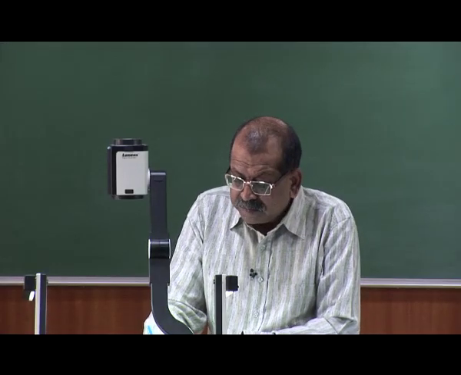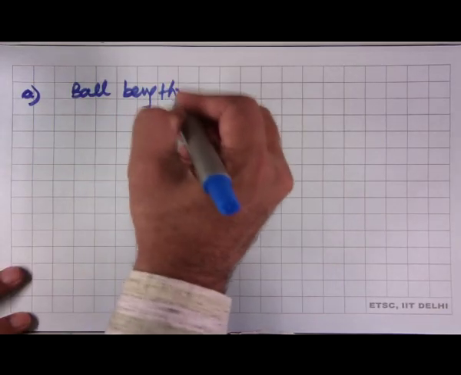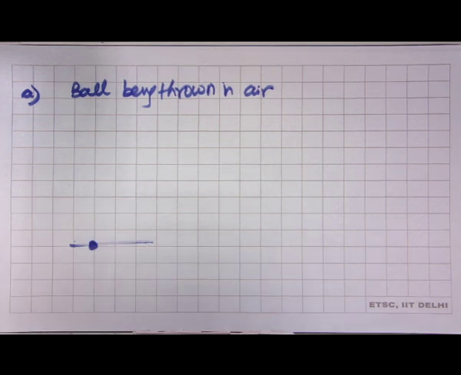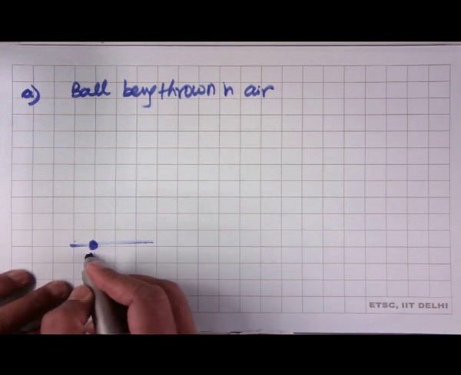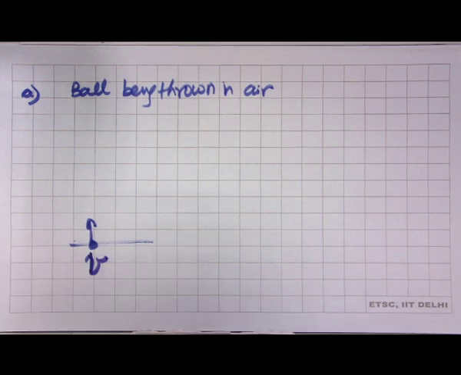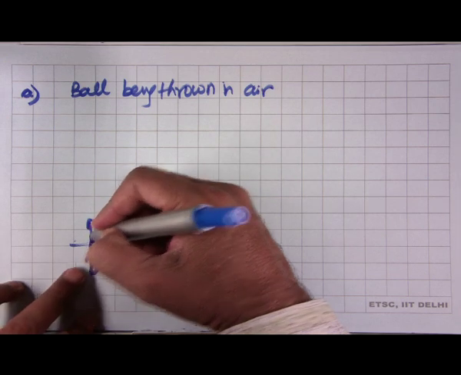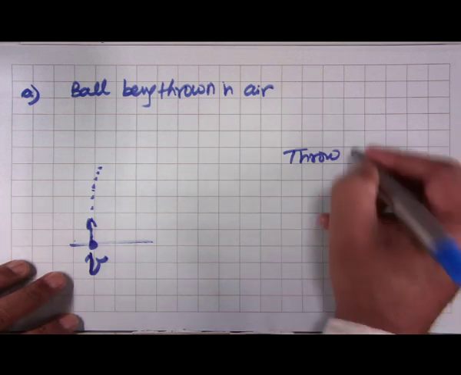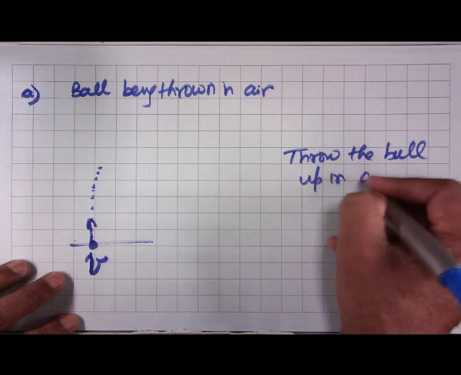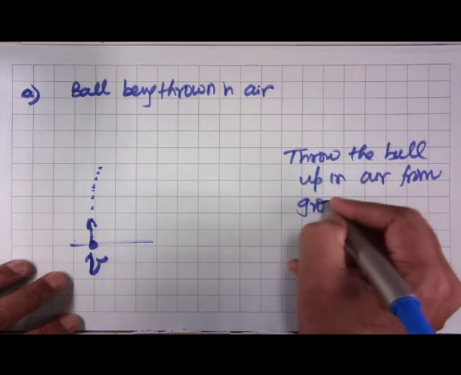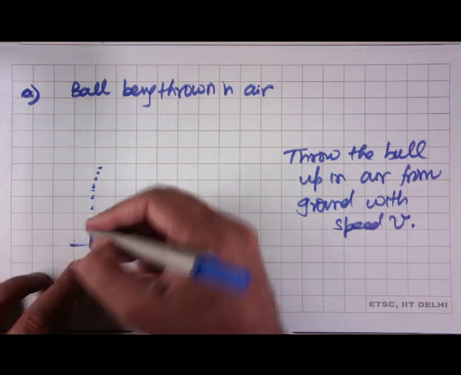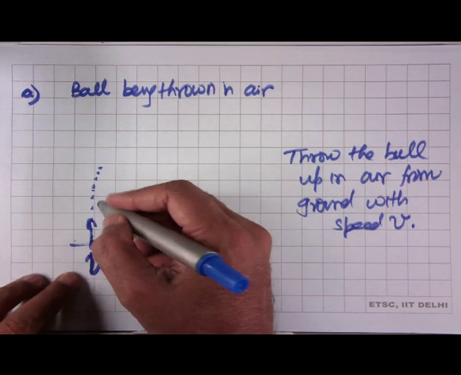The first case we will look at is a ball being thrown in air. So, we are on the ground, we have a ball in our hand, we throw it in air. We give it a speed v. I take a particle with a speed v and throw it up in the air, and it is in free motion, the particle moves up. So we throw the ball up in air from ground with a speed v.